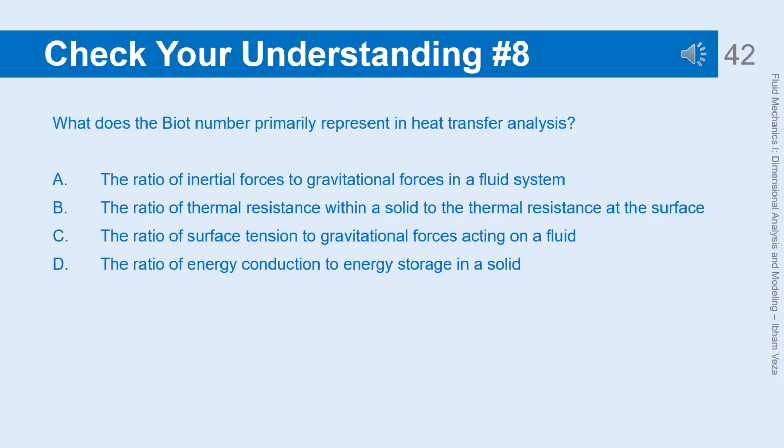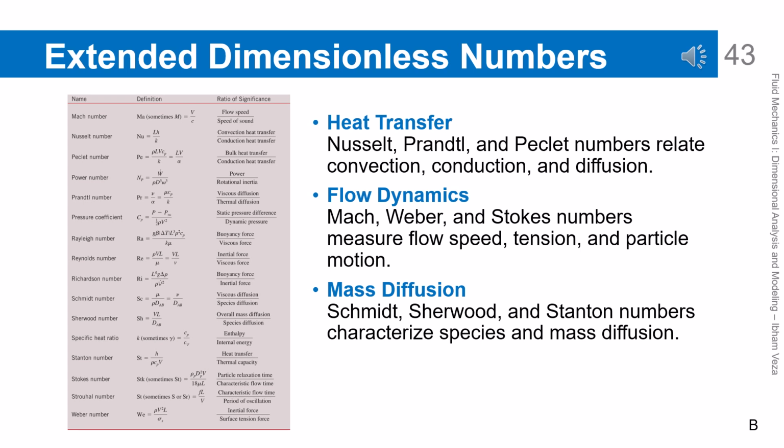Check your understanding number 8. What does the Biot number primarily represent in heat transfer analysis? B. The ratio of thermal resistance within a solid to the thermal resistance at the surface. Explanation. A is incorrect because this describes the Froude number, not the Biot number. C is incorrect because this represents the Bond number, which compares surface tension and gravitational forces. D is incorrect because the ratio of energy conduction to storage is represented by the Fourier number, not the Biot number.